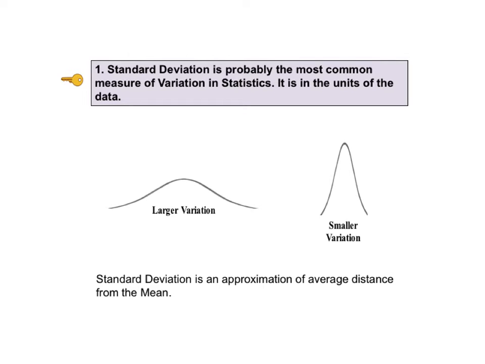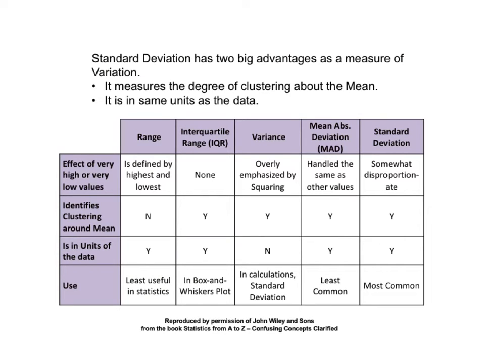Standard deviation has 2 big advantages as a measure of variation. First, it measures the degree of clustering about the mean. It is an approximation of average distance from the mean. Second, the units of standard deviation are the same as the units of the data. For example, if we are collecting data on household incomes in dollars in a community, we may find that the standard deviation of incomes is $40,000. This is in contrast to the variance, which would be measured in square dollars, which of course is not a useful unit of measure. This table compares and contrasts 5 measures of variation.